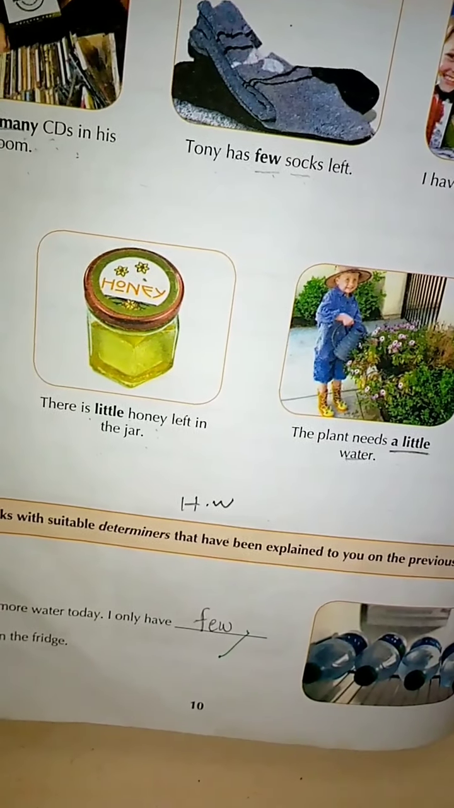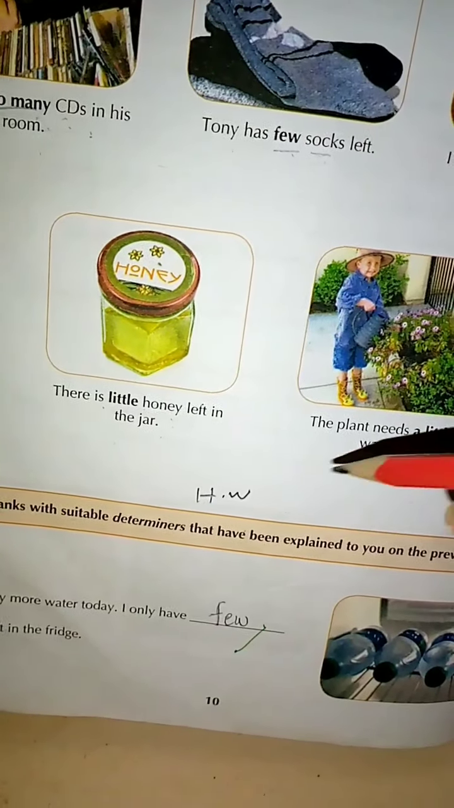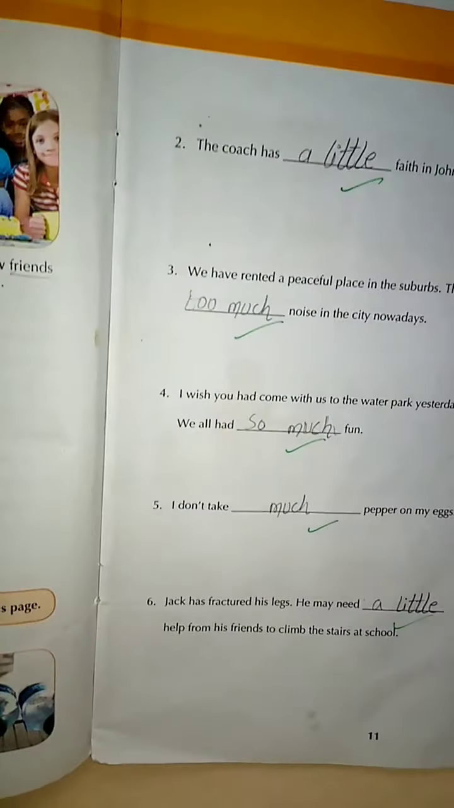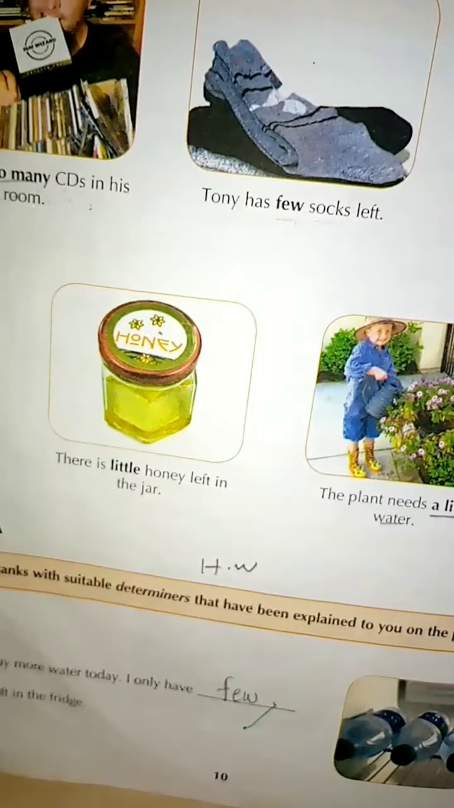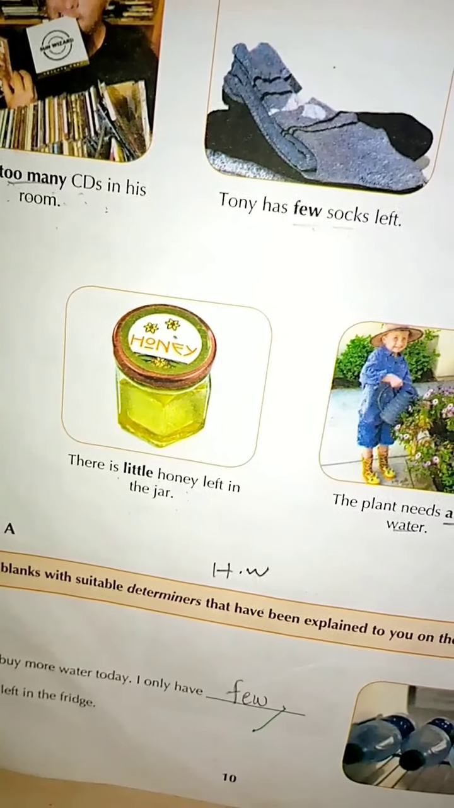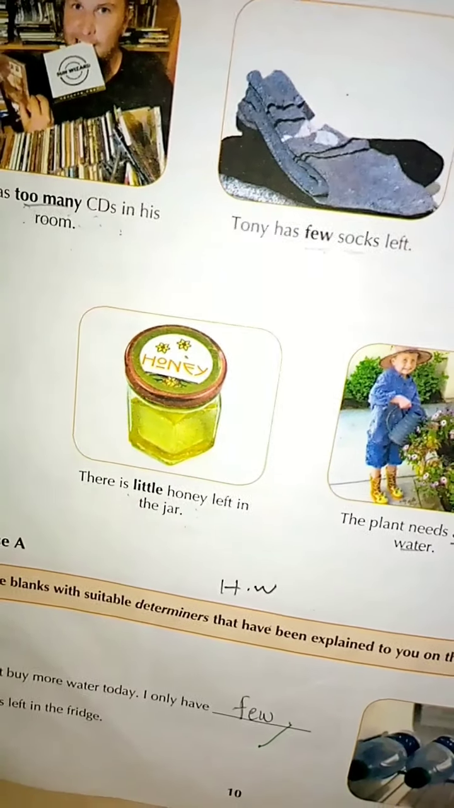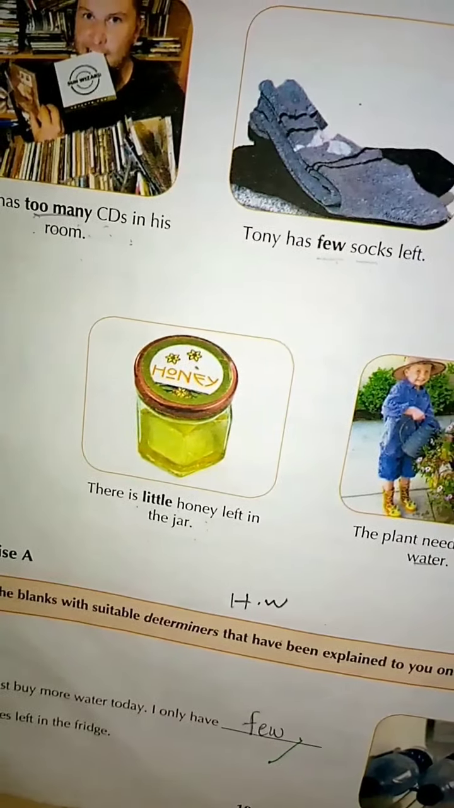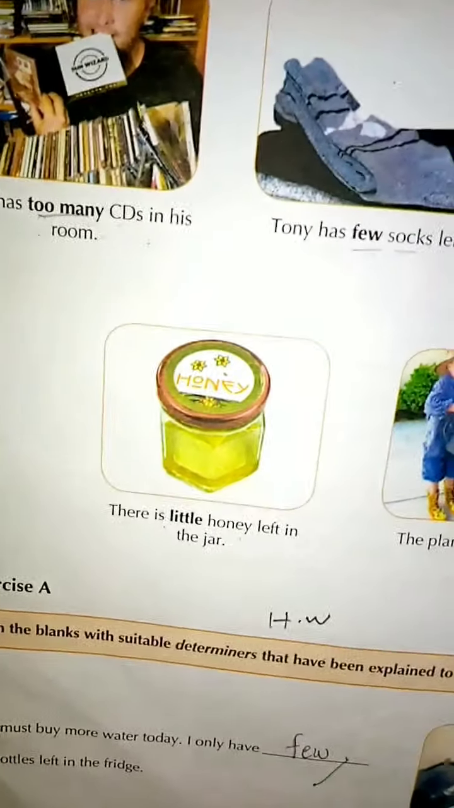I have explained a few of the determiners to you: few, a little, too much, so much, much, and so many others. I had given you homework to put them in these blanks, filling them with suitable words from the determiners that I taught you in our previous lecture. Okay, so now I am going to tell you what the suitable answers are.